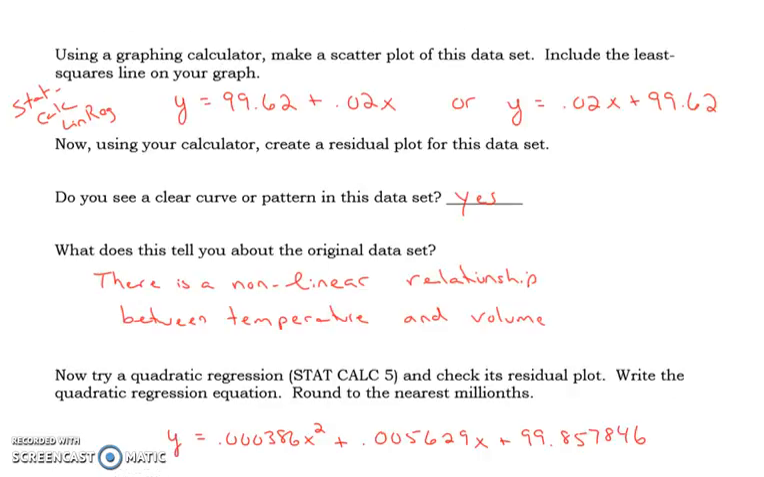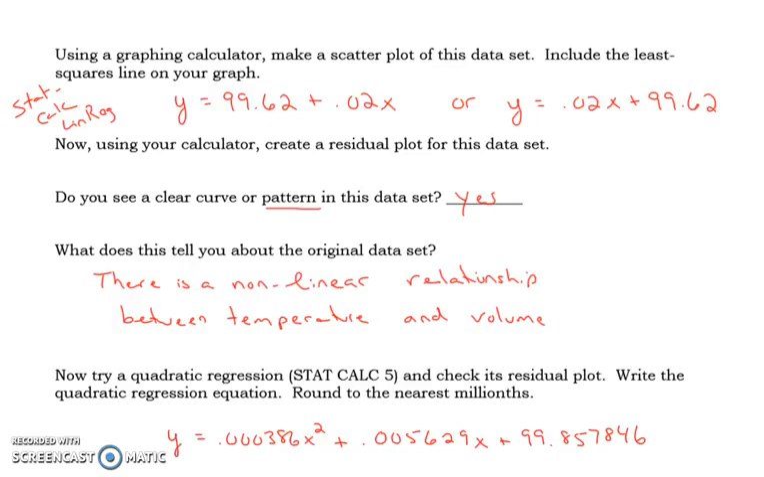Okay, so on my graphing calculator, I looked at the scatter plot and the residuals. What I did was I did both a linear regression and a least squares line. And again, they're the same equation, so you get y equals 0.02x plus 99.62. I created my residual plot, and I did see a pattern in the residuals. And if I see a pattern, that's a bad thing, meaning that a linear model is not the best fit.